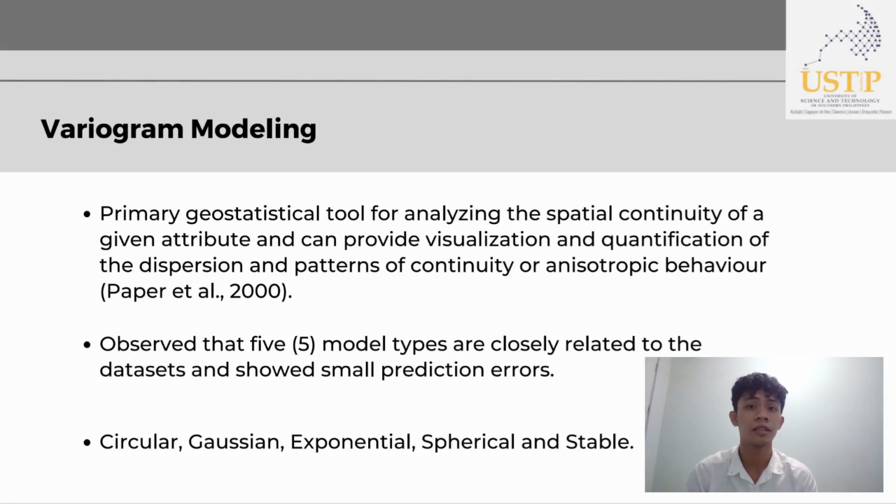Variograms are the primary geostatistical tool for analyzing the spatial continuity of a given attribute and can provide visualization and quantification of the dispersion and patterns of continuity or anisotropic behavior. In this study, all variogram model types are tested initially, and it was observed that 5 model types are closely related to the datasets and showed small prediction errors. These variogram model types are circular, Gaussian, exponential, spherical, and stable.